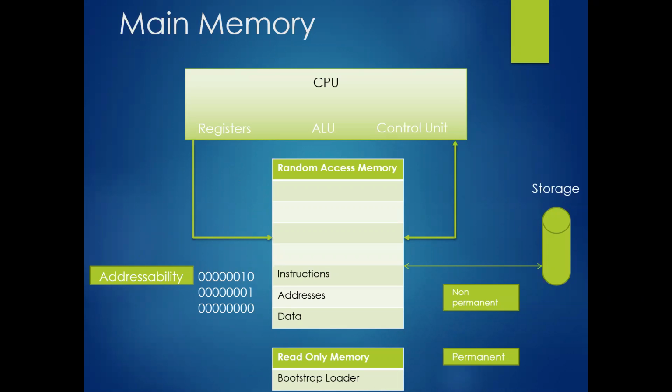So the big difference here and the thing to highlight from this diagram, first of all, is that RAM is non-permanent and ROM is permanent. The other thing I've tried to show in this diagram is another concept called addressability, and that is the fact that each of the storage locations that make up RAM and ROM have their own unique address. That's addressability.